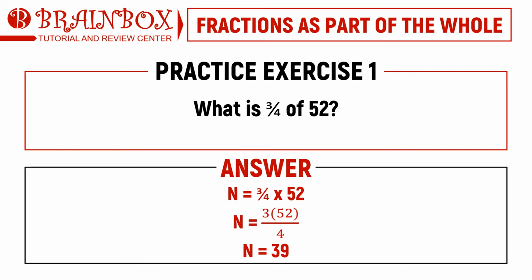Time is up. The correct answer is 39. The mathematical equation for this is n equals 3/4 times 52. The fractional part is 3/4, while 52 is the whole. Manipulating the equation, we get 52 times 3 divided by 4. With this, we get n equals 39.